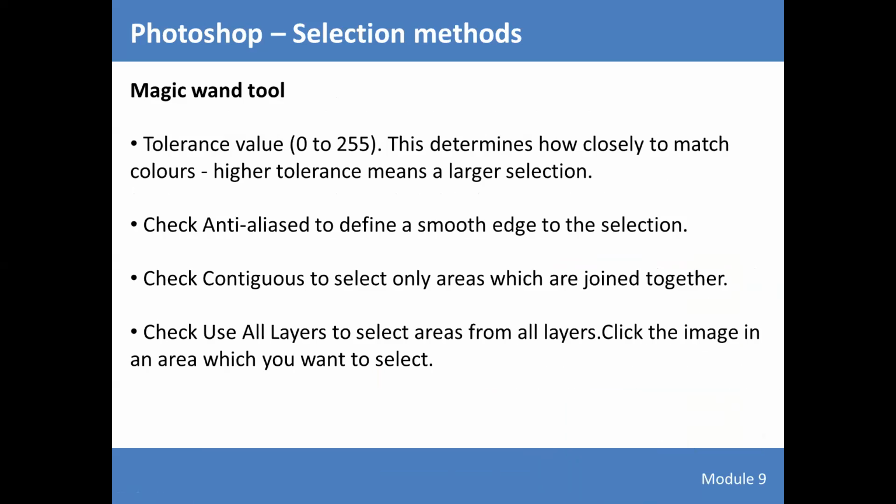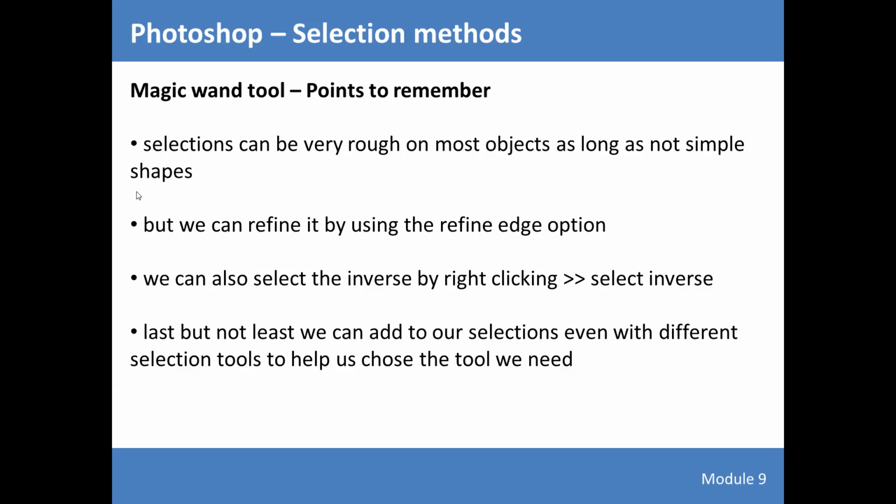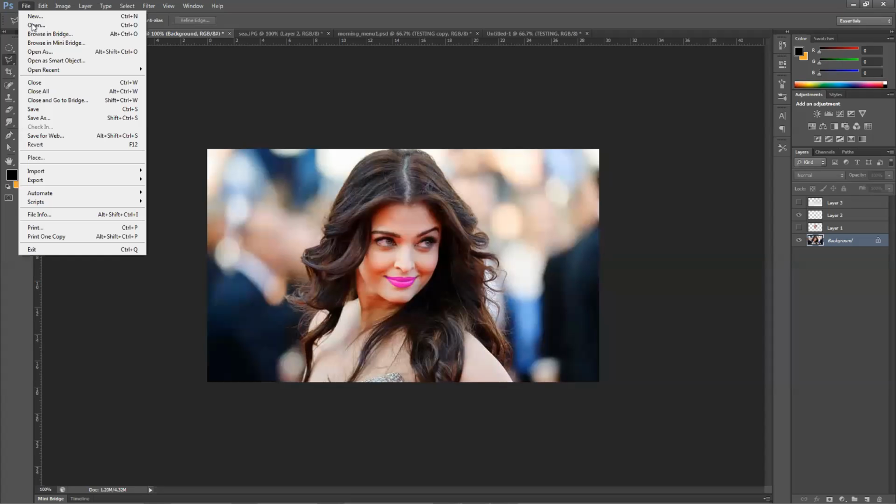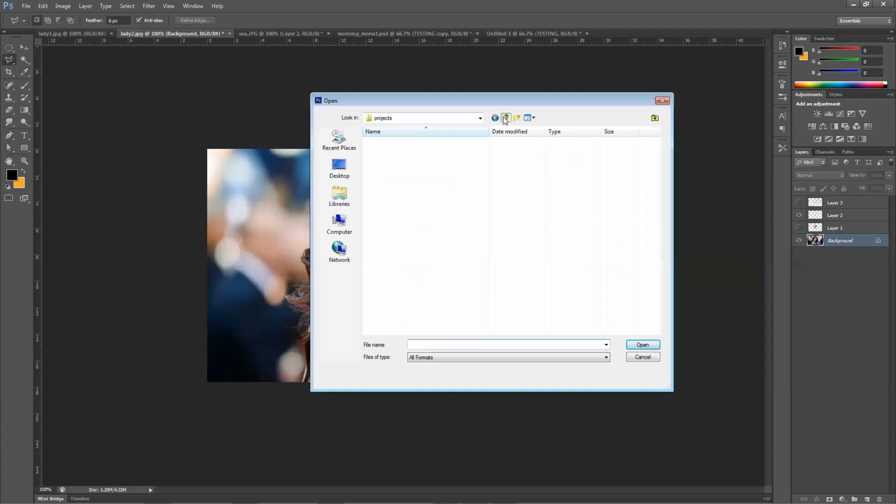And so this is what I explained about the tolerance of the magic wand, choosing the colors which are similar, and there's also anti-aliasing and contiguous to select areas which are joined together. And these are some points to remember. This is repeating it, but I'm going to show you something very important before I do that. Back to Photoshop. I'm going to get another image.